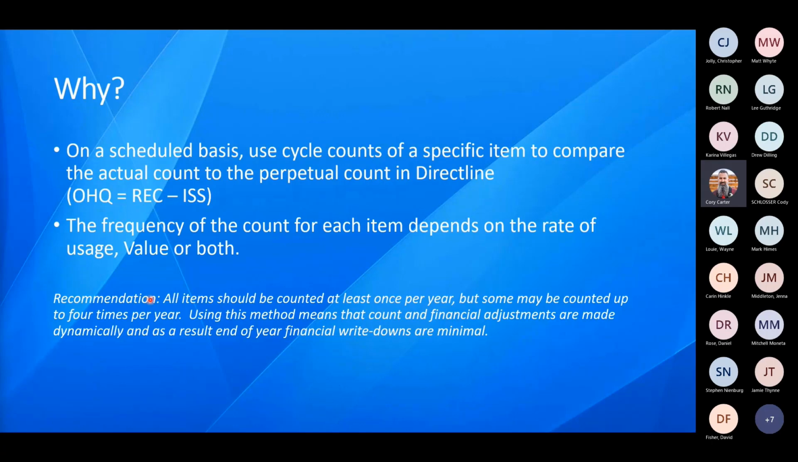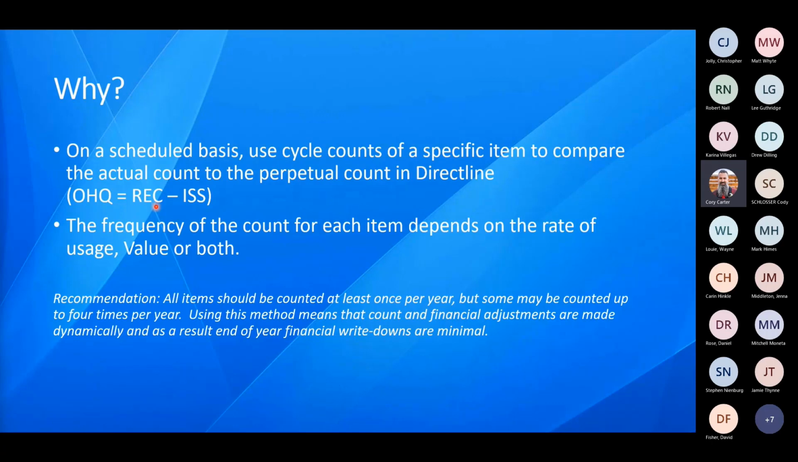The perpetual count in Directline is the on-hand quantity, which is equal to the number of parts you received minus the number of parts you've issued. And I guess you would throw in there any adjustments that were made for loss or damaged parts or things like that. That's why we're doing cycle counts: to compare that.